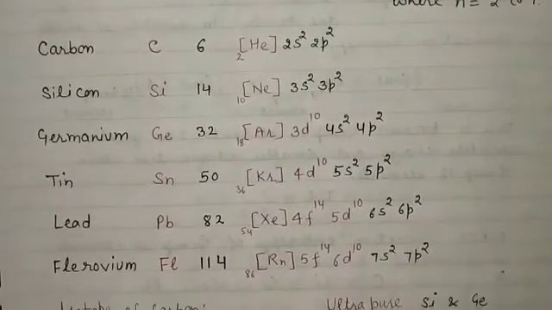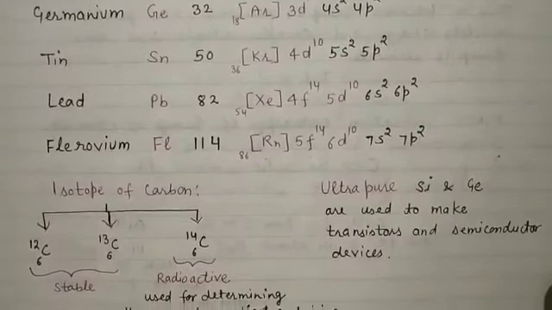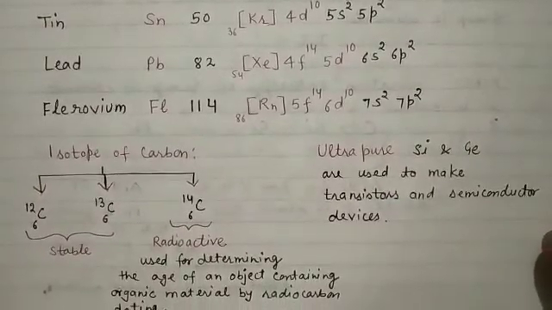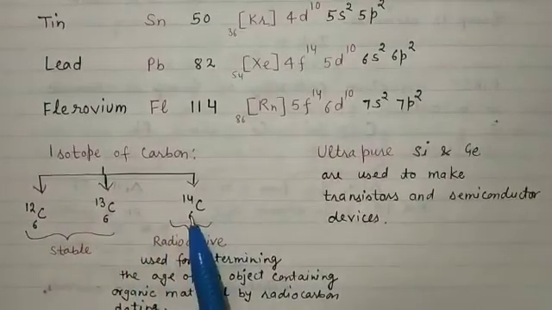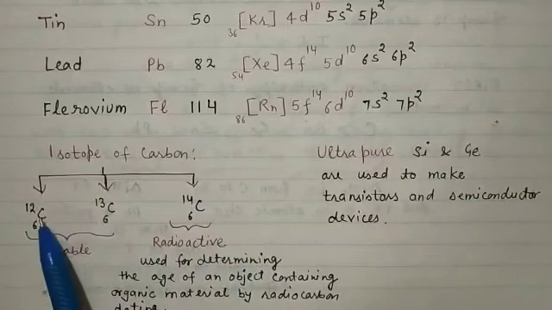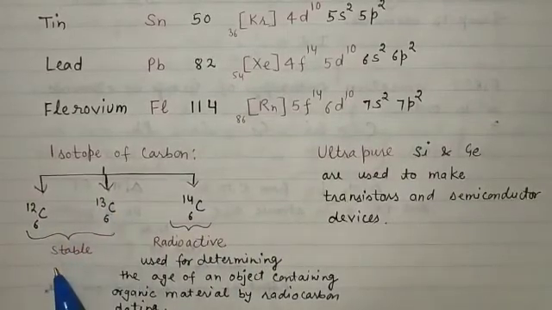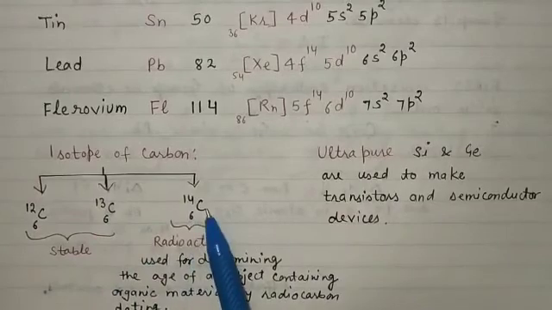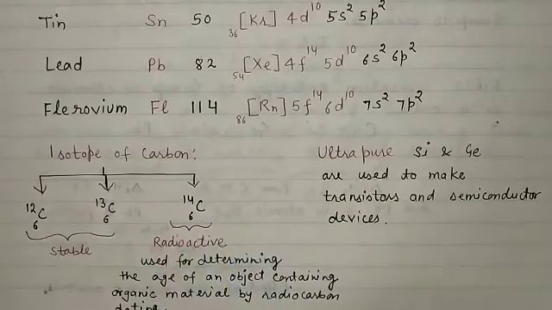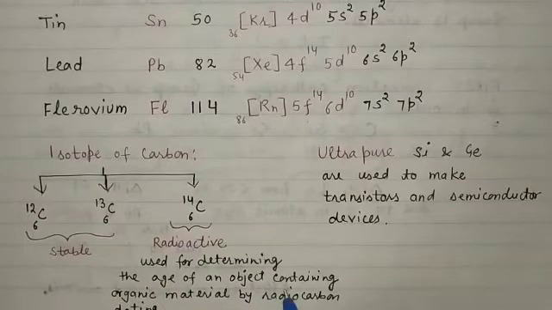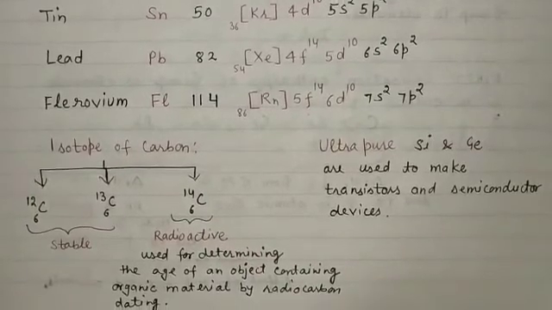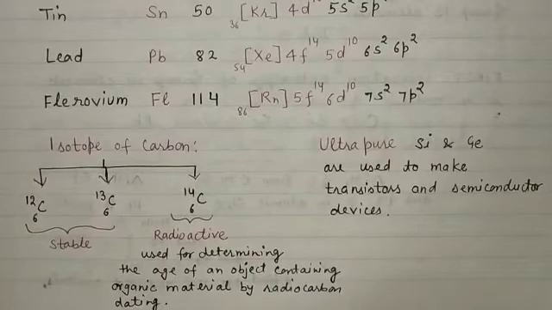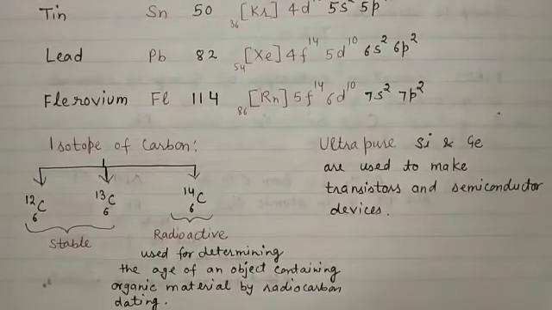If we consider the isotopes of carbon, we have 3 isotopes: 6C12, 6C13 and 6C14. 6C12 and 6C13 are the stable isotopes of carbon, and 6C14 is radioactive. It is used for determining the age of an object containing organic material by radiocarbon dating. So it is used for finding the age of any organic material.